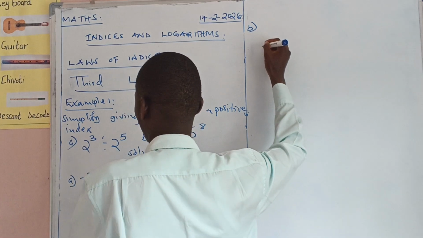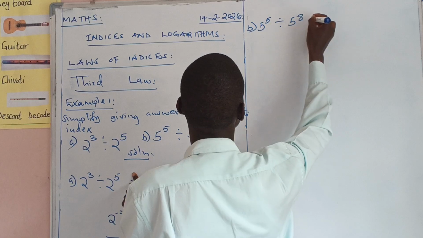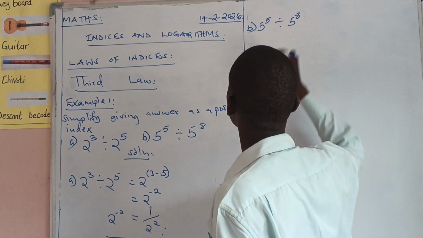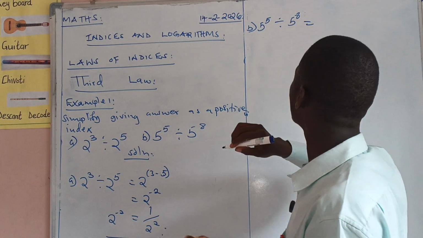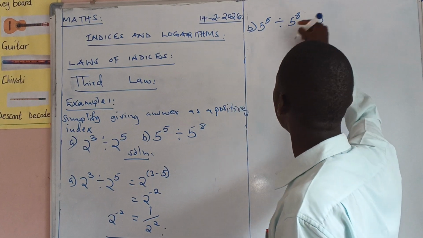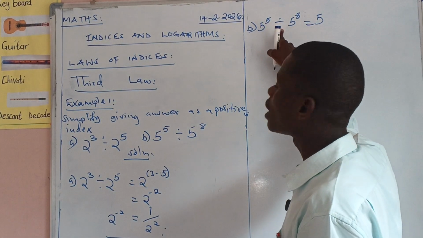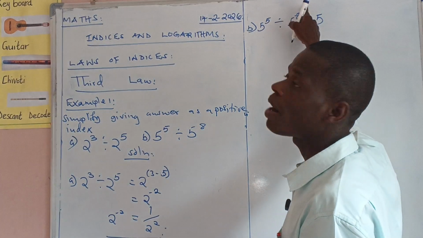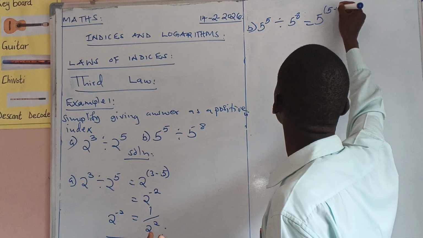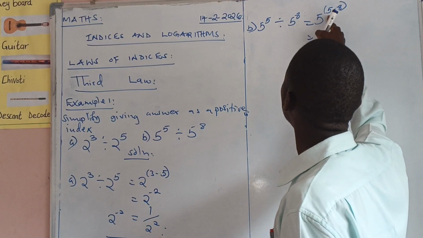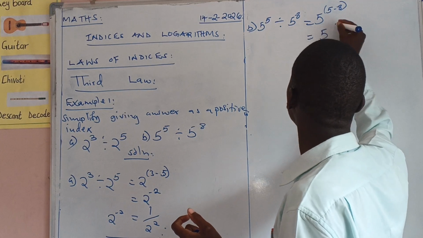B, what do I have? I have 5 raised to power 5 divided by 5 raised to power 8. I use the laws of indices to solve my answer here. What am I going to have here? It will be 5, common bases. Bases are the same, then I'm dividing. If I'm dividing, I subtract the powers. So this is 5 raised to power 5 minus 8. So 5 minus 8, that's negative 3. So this is the same as 5 raised to power negative 3.